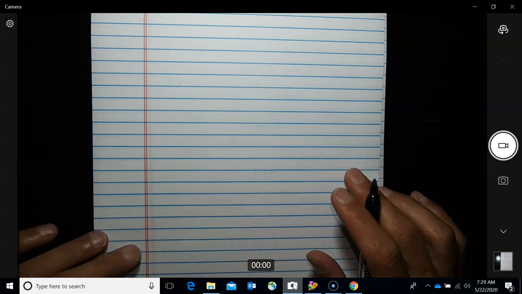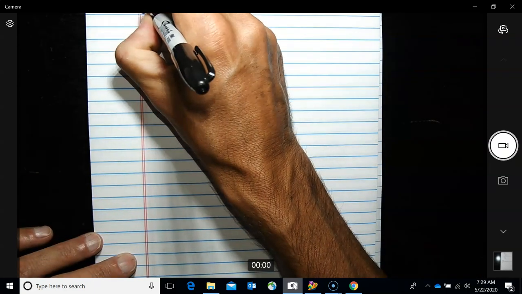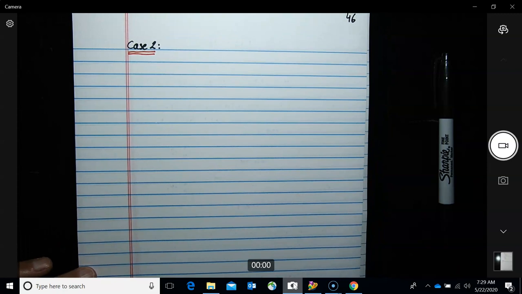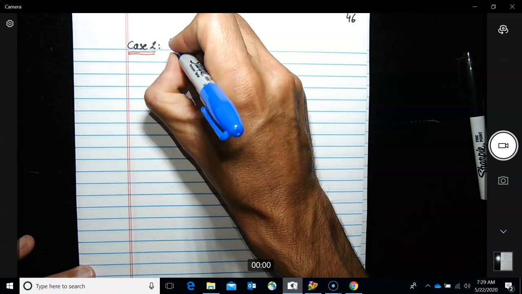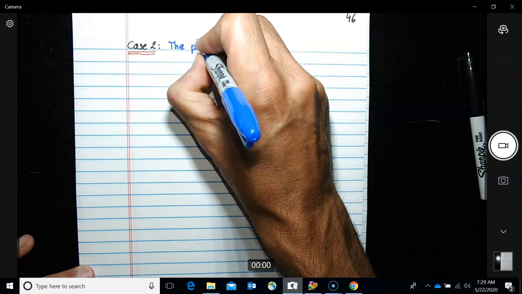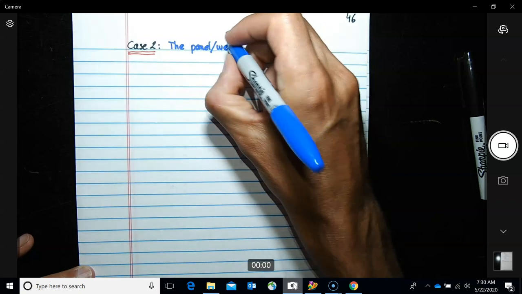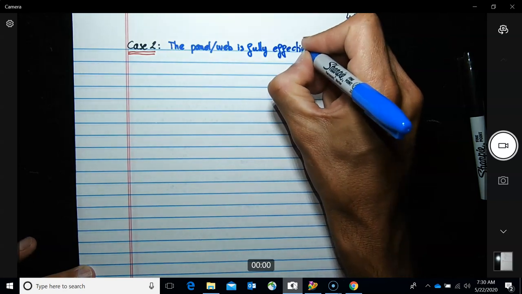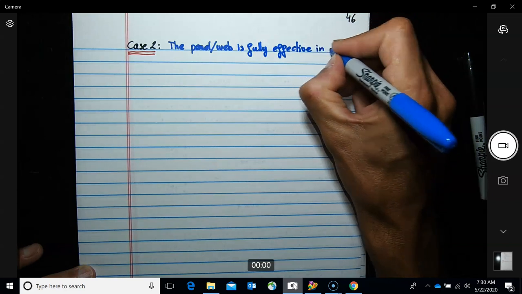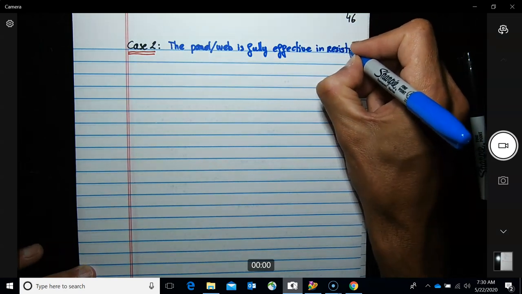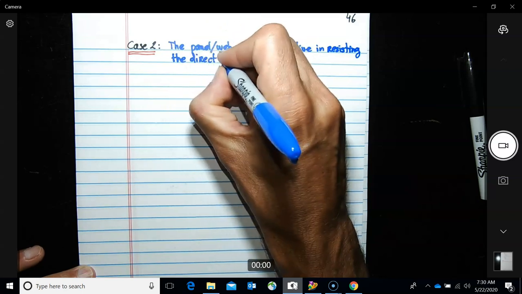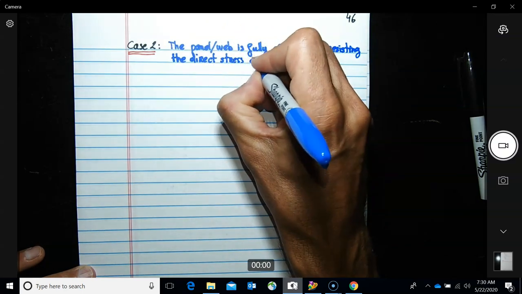All right, so that was case one. Case two would be the panel or web is fully effective in resisting the direct stress sigma sub c.